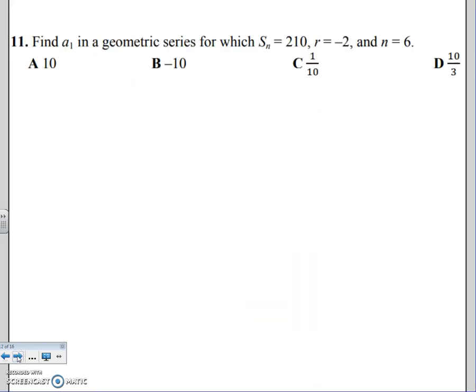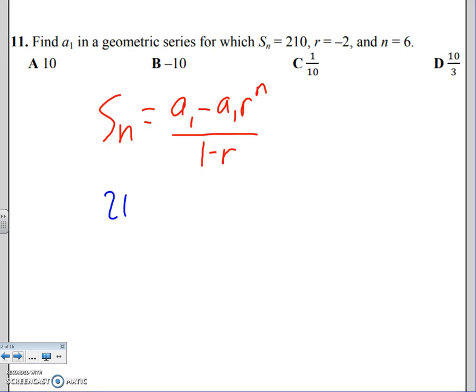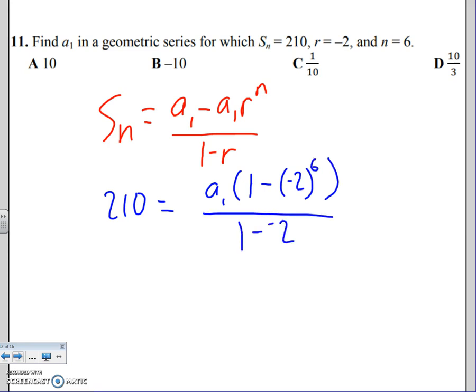Alright, number 11. Because we have the sum of the geometric series, we're going to use a sum formula. S of n equals a sub 1 minus a sub 1 times r to the n over 1 minus r. We're going to fill in what we know. The sum is 210 equals, I'm going to factor out a sub 1 because we're trying to find that. A sub 1, what's left inside would be 1 minus r. R is negative 2 to the n power. N is 6. All over 1 minus negative 2. Makes it plus 2. We're going to simplify.